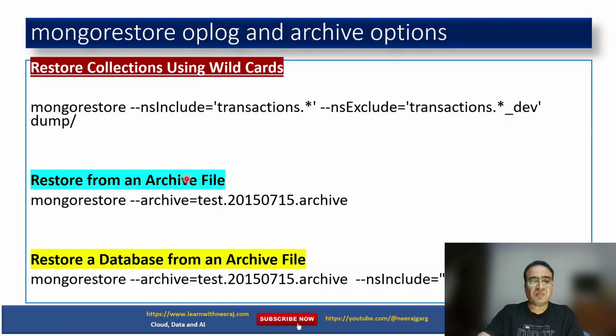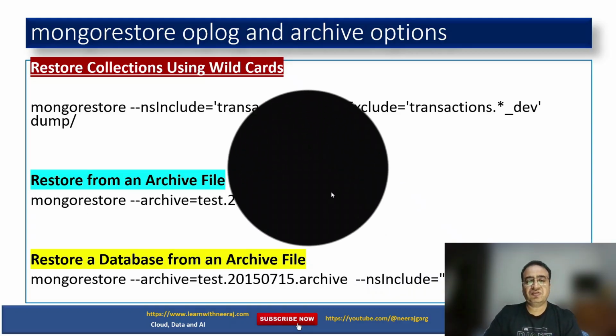And there is another option if you want to restore an archive file. For that you can give archive and the path or name of that archive, and it will restore all the data which is there in this archive. We can also use nsInclude here. For an archive also we can use that option, nsInclude test database and all the collections inside it. All this I am going to show you in a demo now.